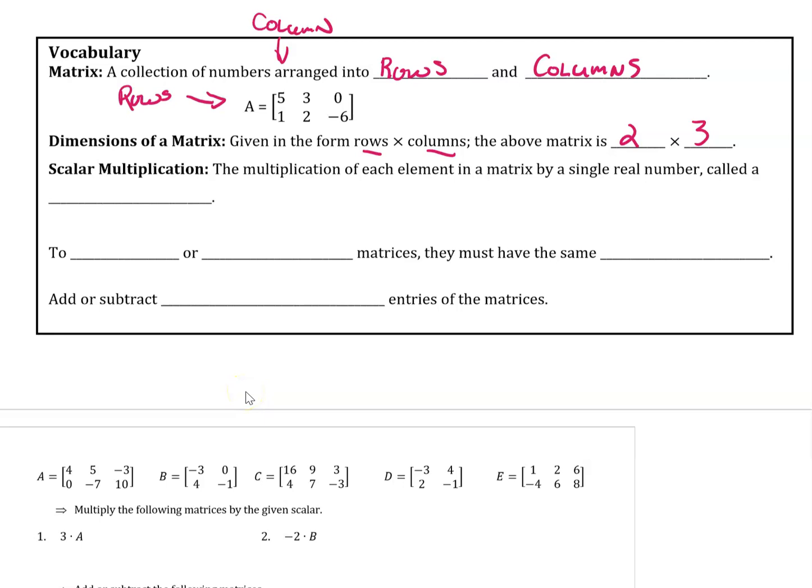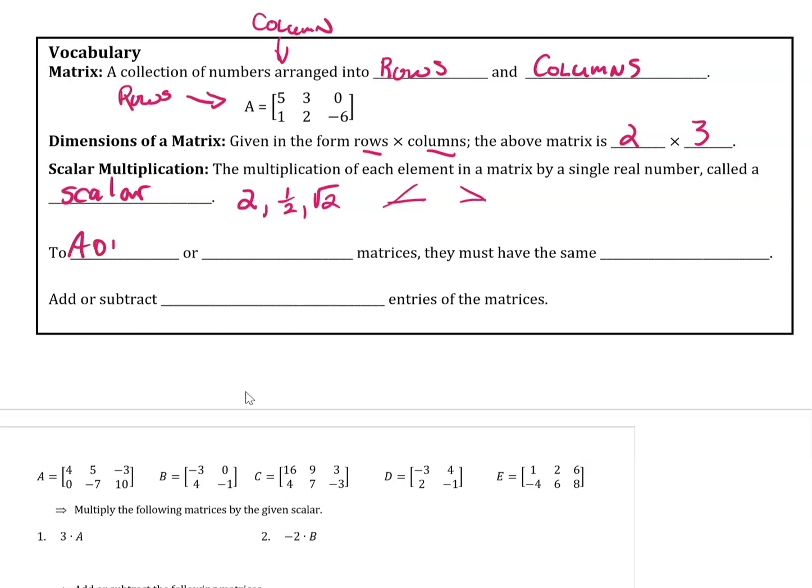Scalar multiplication is the multiplication of each element in a matrix by a single real number, called a scalar. Think about it like you're scaling up or scaling down. I can multiply it times 2, I can multiply it times 1/2, I can multiply it by the square root of 2. All of those are real numbers. Anything greater than 1 will scale it up. Anything less than 1 will scale it down.